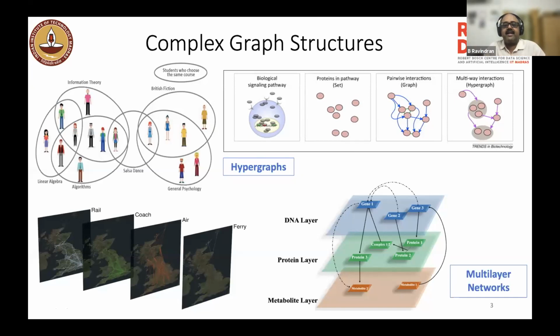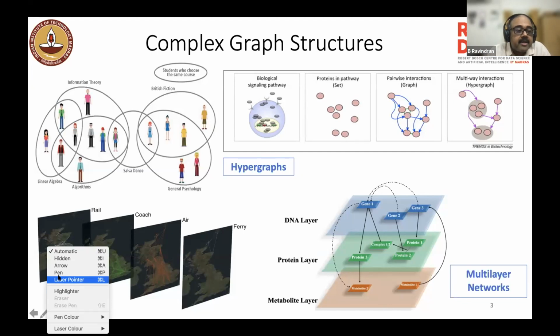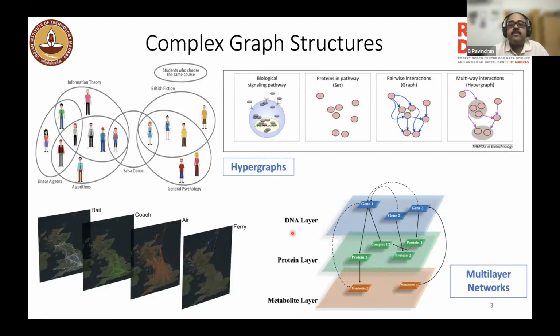So here again, you have this kind of multi-omics analysis where you have a DNA layer, a protein layer and a metabolite layer. So there are interactions within each of these layers, but there are also interactions that go across layers. And oftentimes it's actually important that you distinguish these two kinds of interactions. So it is not enough that you can just model it as a graph by collapsing all the edges into a single set of edges. So we'll see as we go along.